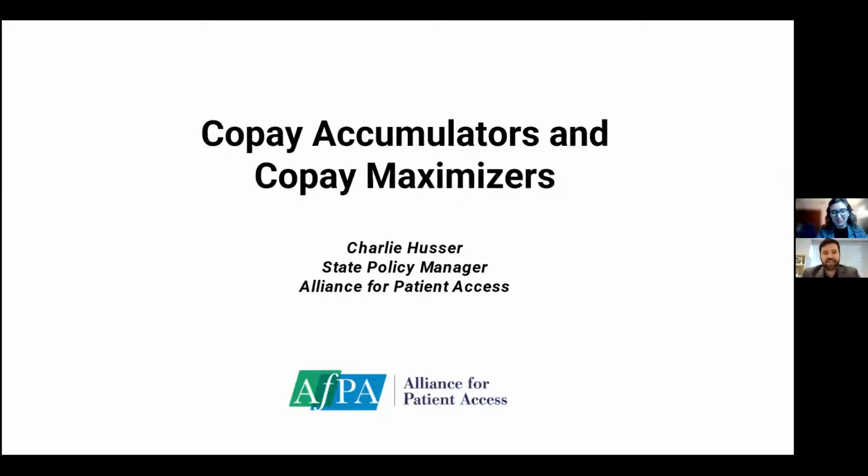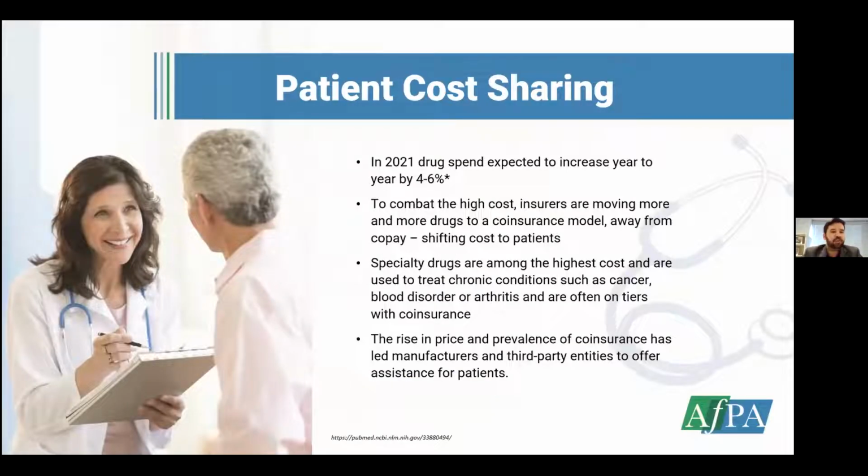Perfect. Thanks a lot, Ashira. As Ashira mentioned, my name is Charlie Husser. I'm State Policy Manager at the Alliance for Patient Access. Today I'll start off by doing a little bit of level setting on what exactly are copay accumulators and copay maximizers. Next slide, please. Before we can get into that, I'd be remiss if I didn't at least do slight level setting on patient cost sharing and where we are currently.